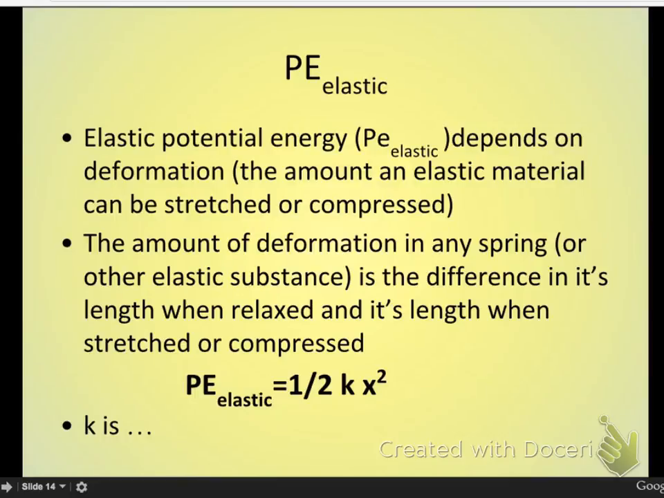And deformation can be either stretching or compressing. So when we talk about springs, there are springs that are compression springs, and there are springs that are extension springs. We'll look at a few examples of that. The equation for elastic potential energy is 1/2 kx squared. You can probably figure out what x is, right? What is x usually? It's a distance, a length, a change in the x position.